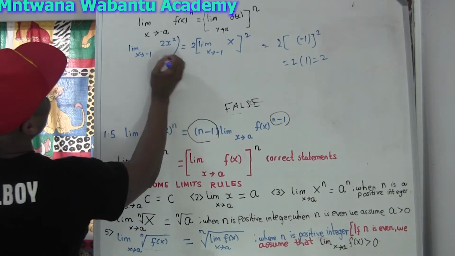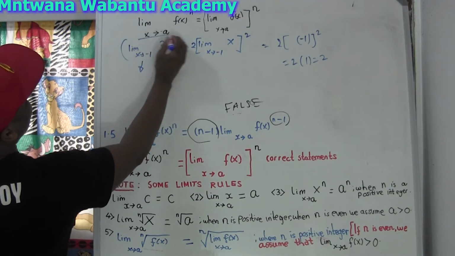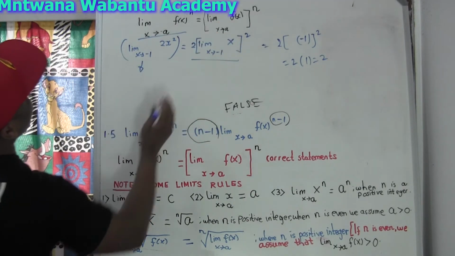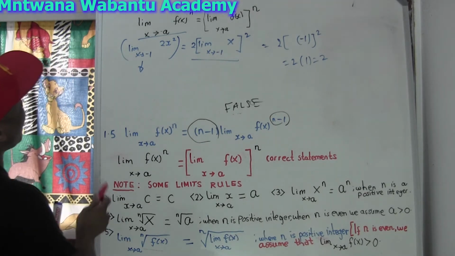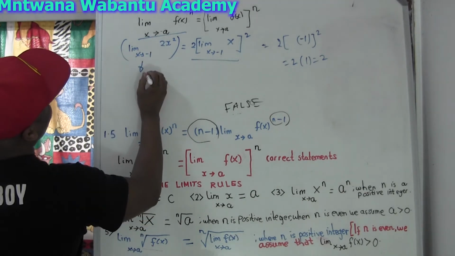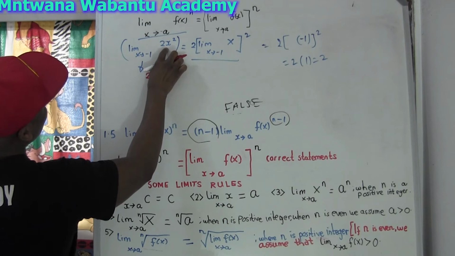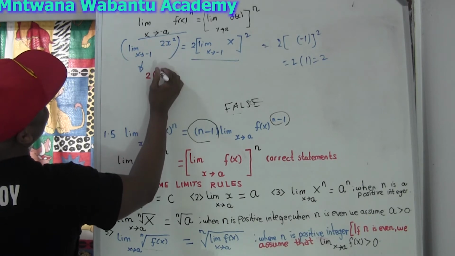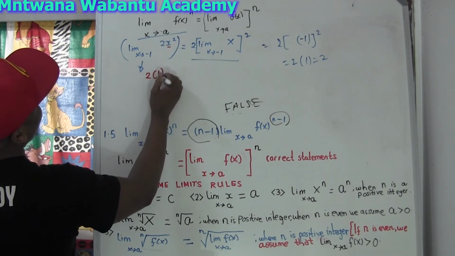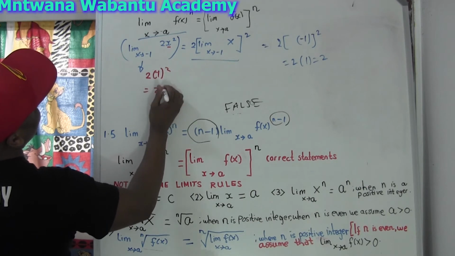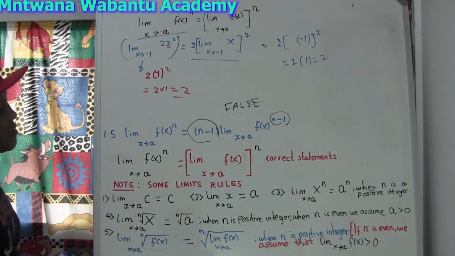Positive 2, which is the same as this. I could have substituted straight here. I mean, this is like this, and this is like that. So I could have substituted straight, saying x equal to negative 1, which is going to give me 2. When you substitute the limit, don't write the limit again. Negative 1 squared is going to be 1, or you can say 2 times 1 equal to 2. You know what I'm saying?